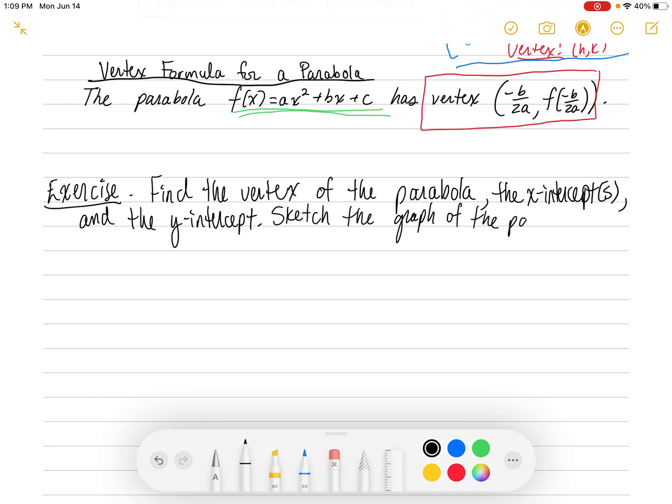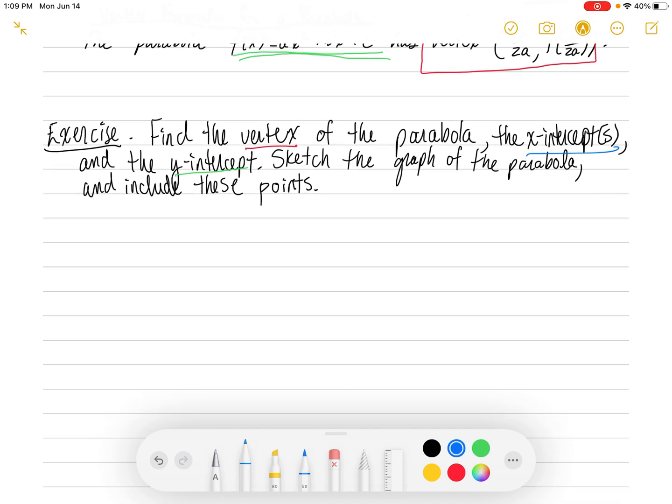Sketch the graph of the parabola and include these points. What points? I guess the vertex, the x-intercepts, and the y-intercept. So altogether, I think that's a total of 4 points. Vertex, 2 potential x-intercepts, and 1 potential y-intercept. That's 4 points.